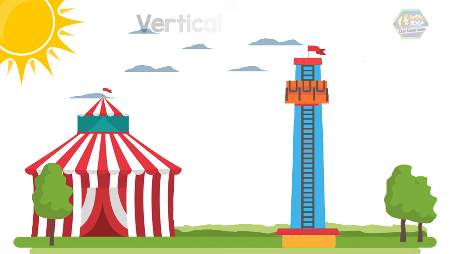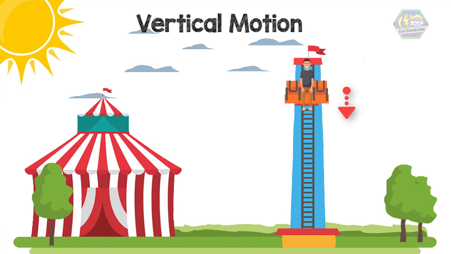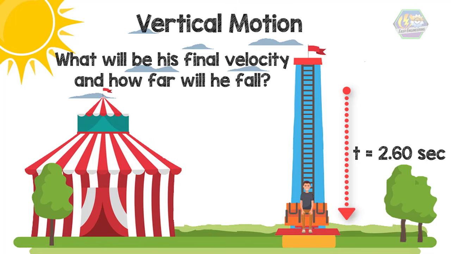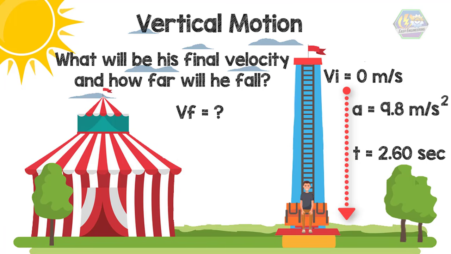Now let's go to the second problem. The second problem will be about vertical motion. Cardo is riding the giant drop at Great America. If Cardo free falls for 2.60 seconds, what will be his final velocity and how far will he fall? We are given the initial velocity, which is 0 meters per second because Cardo experienced free fall motion. Next, the time taken is equal to 2.60 seconds, and the acceleration due to gravity is 9.8 meters per second squared. Lastly, we are asked for his final velocity and the distance of his fall.